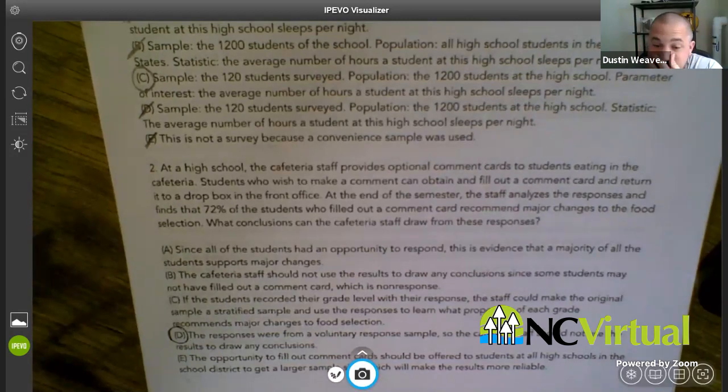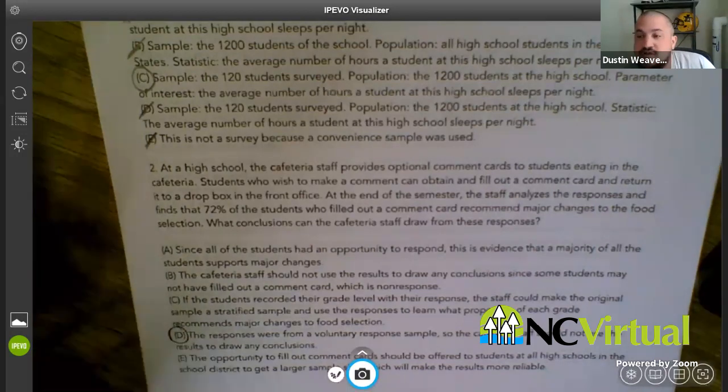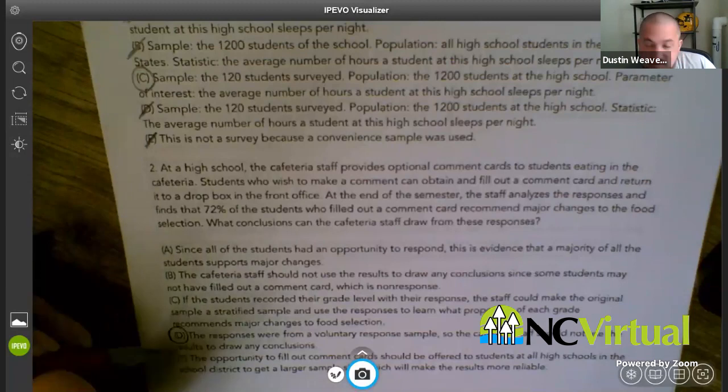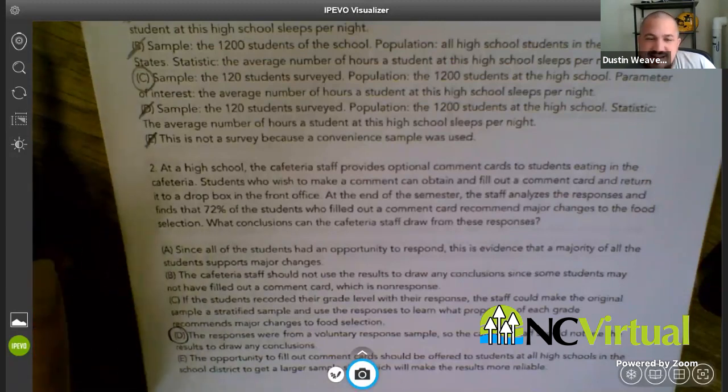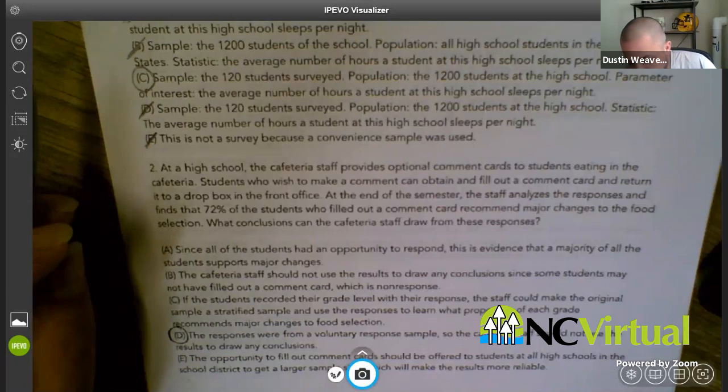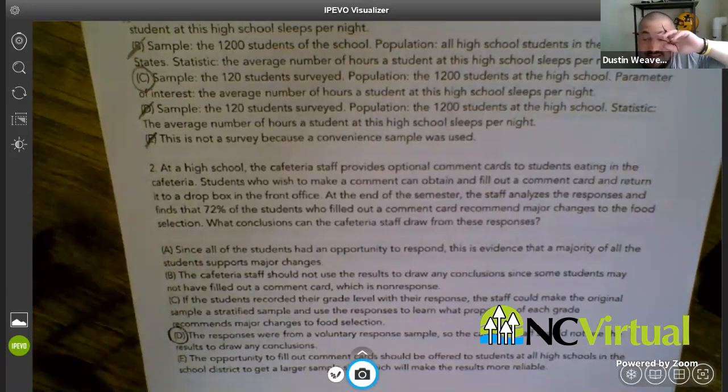Well, the reason the cafeteria staff shouldn't use the results to draw any conclusions is because what we're seeing from a voluntary response is strong opinions. And especially in this case, if they're asking you about the cafeteria food, then most likely, if you're filling out a comment card, you're either really, really happy or you're dissatisfied with it. And so all the people that are just okay and say things are fine, they're not going to fill out a card. And that may be a majority of the students.